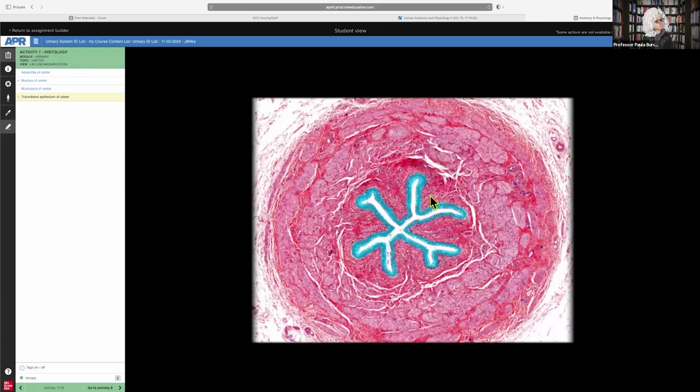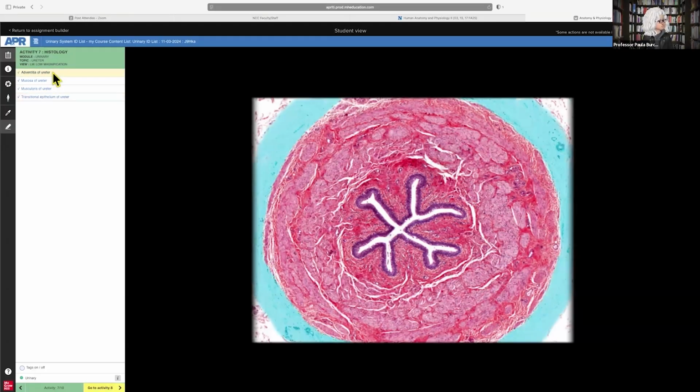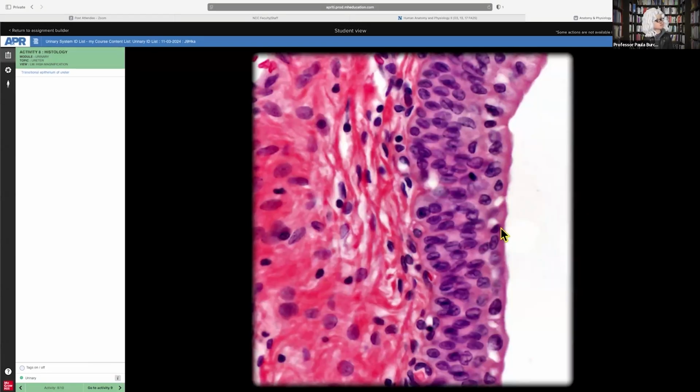As we're moving away from the lumen, will be the lamina propria. So all of this is lamina propria. Remember, that is loose connective tissue. Moving outward, the next layer will be smooth muscle, and that is called the muscularis. And then surrounding that, you will have an adventitia. The ureter is retroperitoneal.